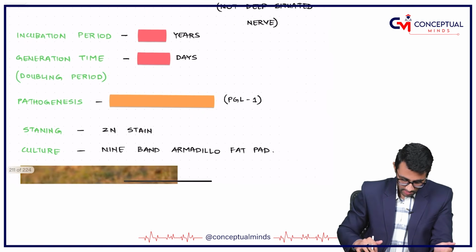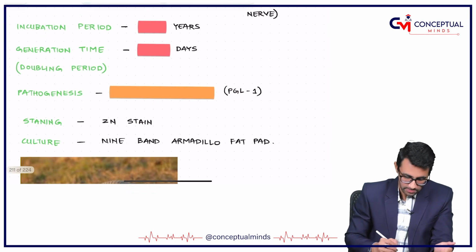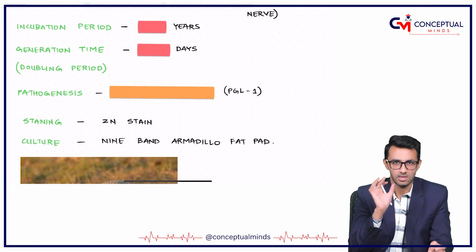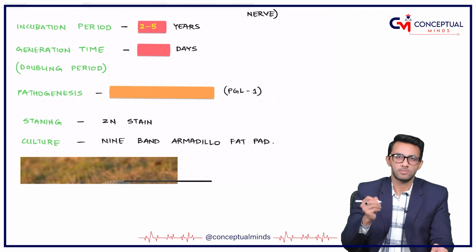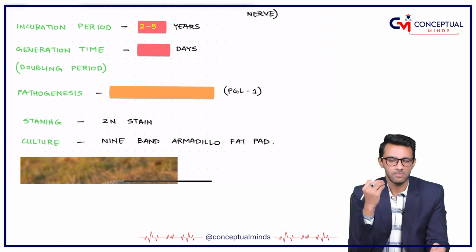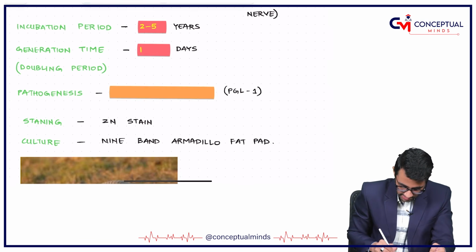How about the incubation period? The incubation period is about 2 to 5 years. And how about the generation time? It is the doubling period of the bacilli, which is about 11 to 13 days.